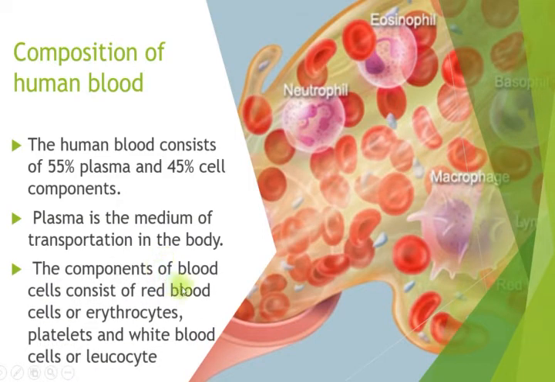So the components of the blood cells consist of the red blood cells, or erythrocytes. The other name of the red blood cell is erythrocyte. Please remember that. Platelets and also white blood cells. The other name for the white blood cells is leukocyte.